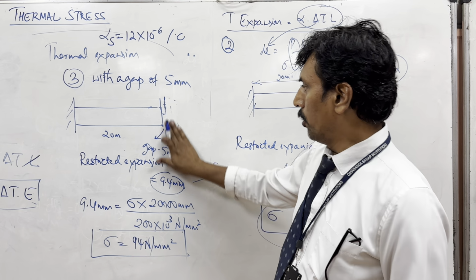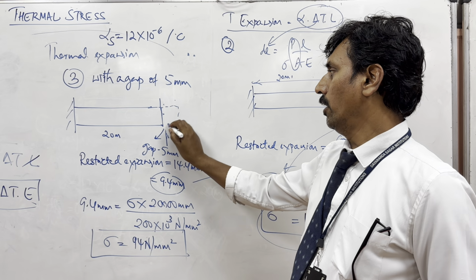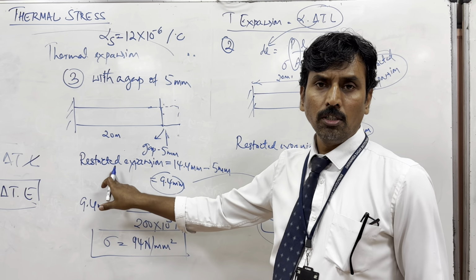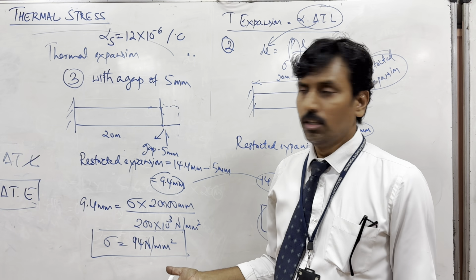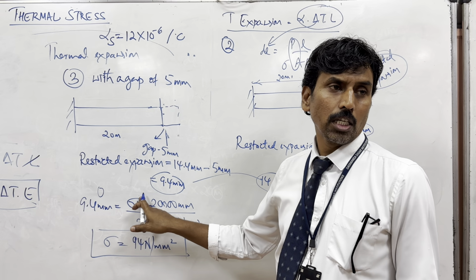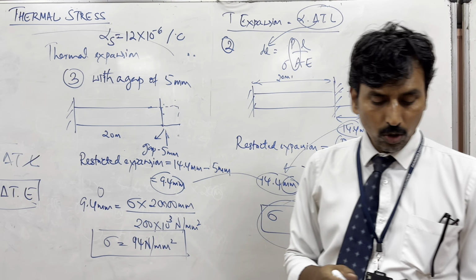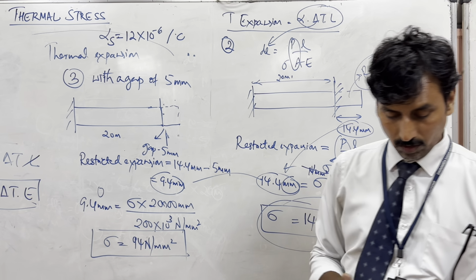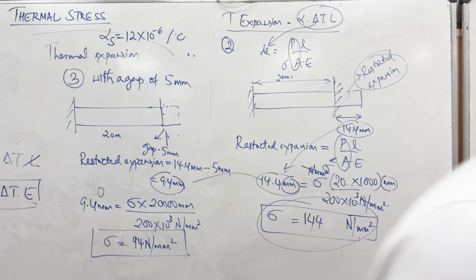less. Suppose if there is no wall at all, it would simply expand. Then what is the restricted expansion? 0, because it is not restricted at all. Then if you equate this to 0, then stress will become 0. So like this, you solve numericals on stress related to temperature.